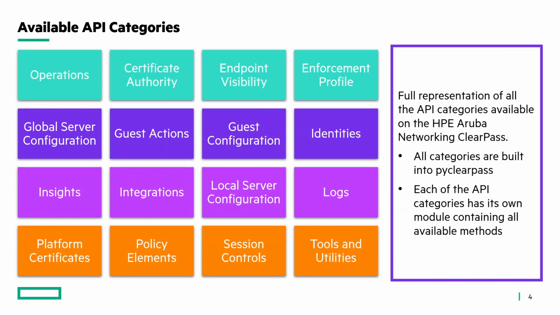So the available API categories that exist within ClearPass have all been built into pyClearPass, and when they're built into pyClearPass, they're known as modules. And each of these individual modules, which has been built into pyClearPass, contains all of the methods to execute all those particular API functions that now exist in pyClearPass.